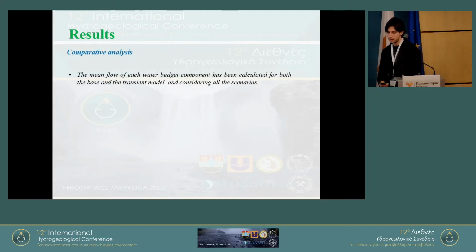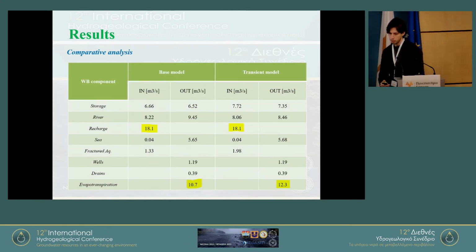Also, a comparative analysis has been performed, and the mean flow of each water budget component has been calculated. In this table, you can see the mean inflow and outflow of each component for the base model and for the transient model. Highlighted, you can see the most important contributions represented by the recharge component and by the evapotranspiration component, which also shows significant change passing from the base model to the transient model. The same has been done for all the other scenarios.